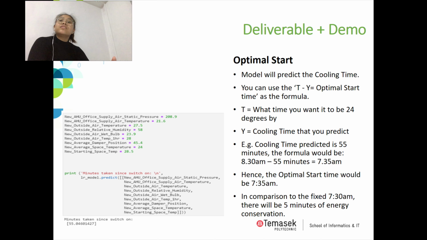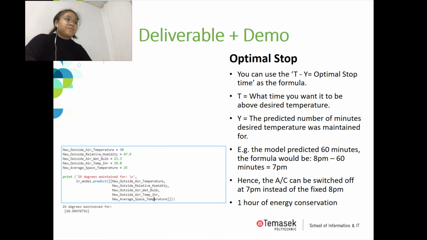Now, in comparison to the fixed 7:30 a.m. that the office would usually switch on the air conditioning at, there is 5 minutes of energy conservation. And though this might not seem a lot, if you do it for a whole week, that is already about 35 minutes of energy conservation, and this is excluding days where it is colder and it may take even less time to cool down to the desired temperature and have more energy conservation.